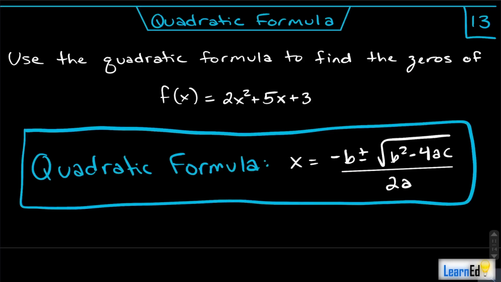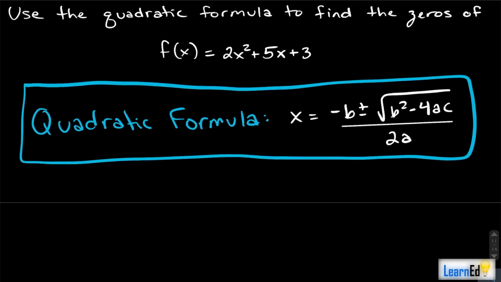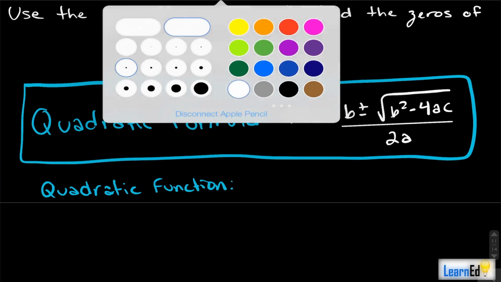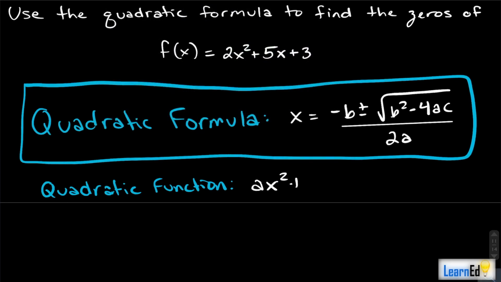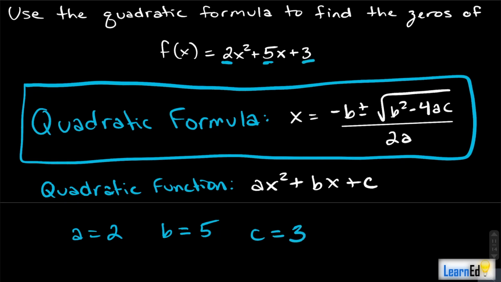But anyways, quadratic formula: where are all these a's, b's, and c's coming from? Well, the general form of a quadratic is ax squared plus bx plus c. Now we understand where our a, b, and c are coming from. We can write that a equals 2, b equals 5, and c equals 3.